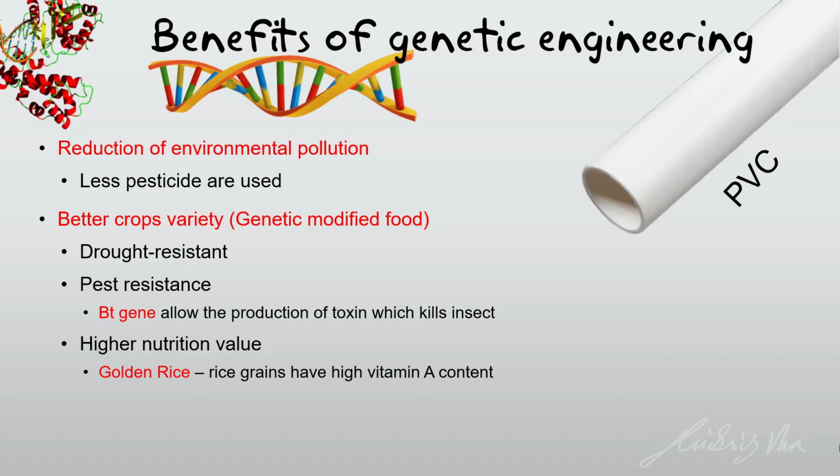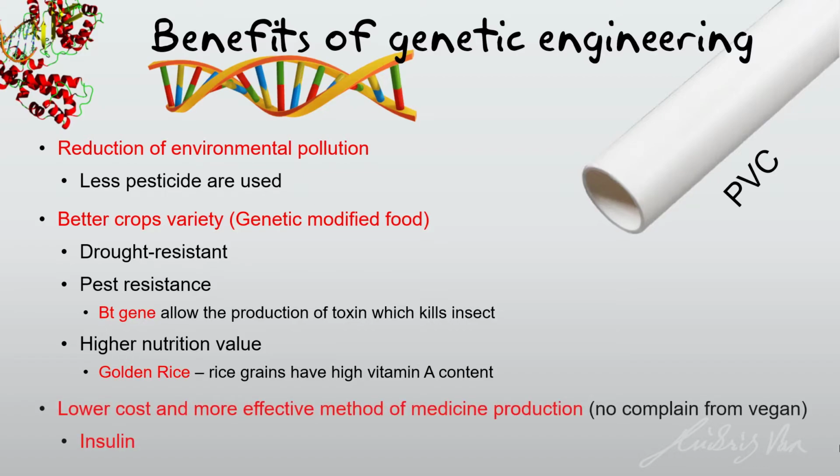Then the last thing is C. C is for cheaper. So medicine produced in such a way, such as insulin, is lower in cost, cheaper, and is a more effective method of medicine production. Then you might see the bracket, no complaint from vegan.